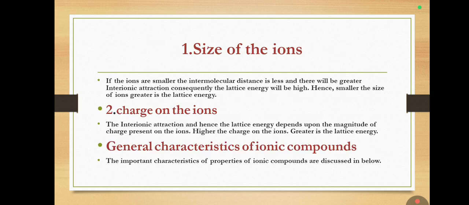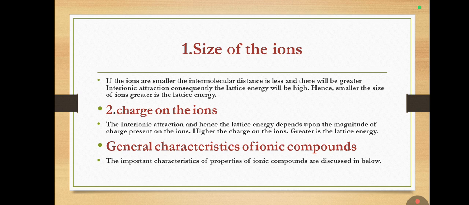First one, size of the ions. If the ions are smaller, the interionic distance is less and there will be greater interionic attraction. Consequently, the lattice energy will be high. Hence, the smaller the size of the ions, the greater is the lattice energy. Second one, charge on the ions. The interionic attraction, and hence the lattice energy, depends upon the magnitude of charge present on the ions. The higher the charge on the ions, the greater is the lattice energy.